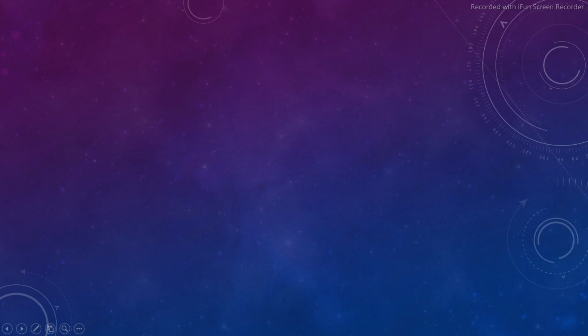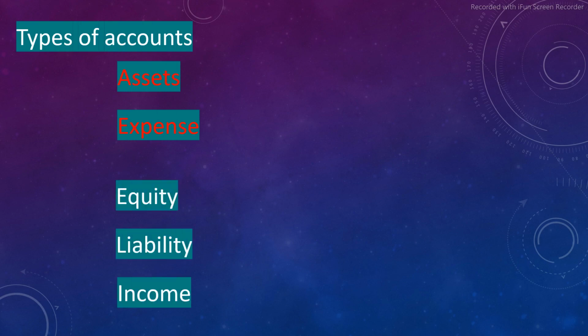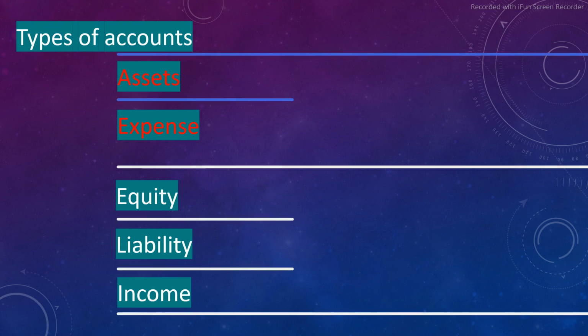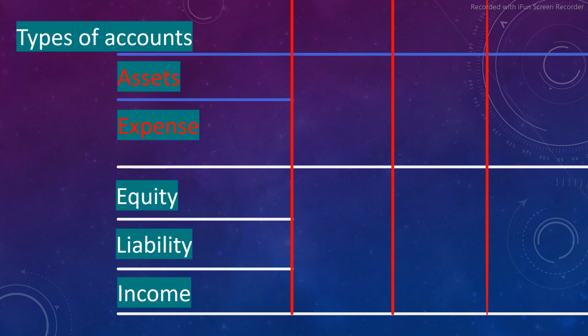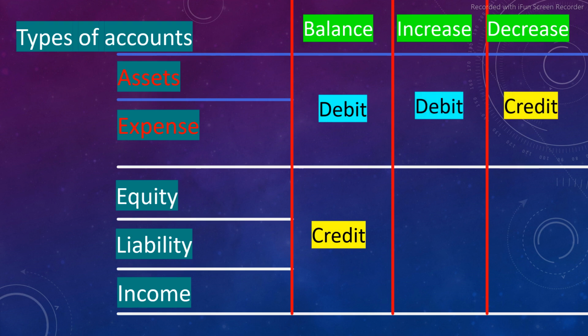Okay, my dear students. Last class we discussed the types of accounts and how they are connected to debit and credit. Asset and expense come under one category, and equity, liability, and income come under the other category. Asset and expense balances are on the debit side; equity, liability, and income balances are on the credit side. If there is an increase under asset or expense, it is debit; for equity and liability, it is the opposite side, credit. So this is what we discussed in the last class also, right?